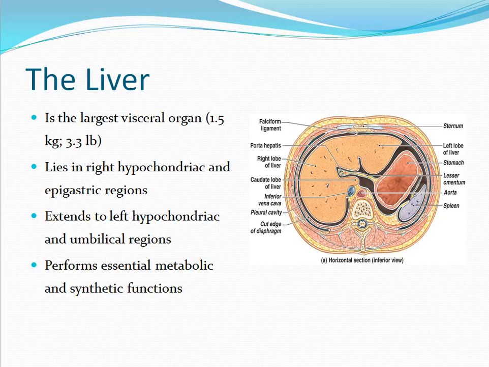Next is the liver. This is the largest visceral organ in the abdominal cavity, averaging about 3.3 pounds. It is found in the right hypochondriac and epigastric region, and then extends to the left hypochondriac and umbilical region. The liver is responsible for performing numerous metabolic and synthetic functions for the body.